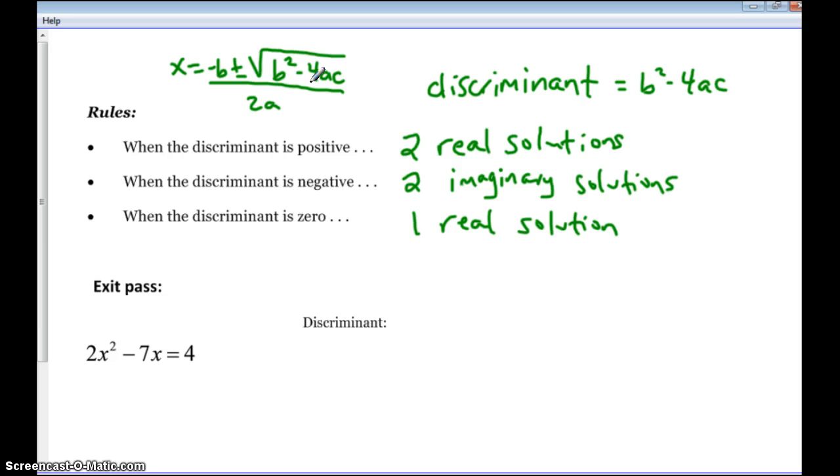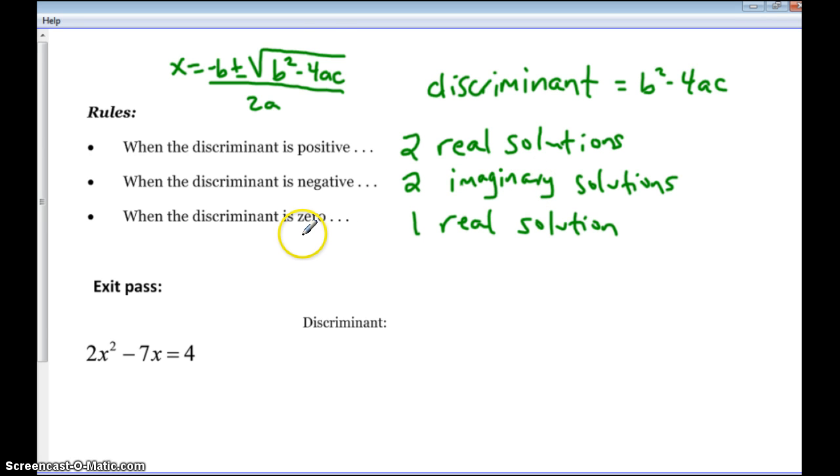If it's a positive, like our first two examples, we would have two real solutions because you'd have a real plus or minus another real divided by a real number. So that would be two real solutions. Now, if it was like the one we just did and it became a negative under the square root, then you would have two imaginary solutions.